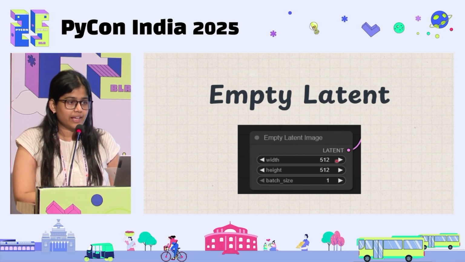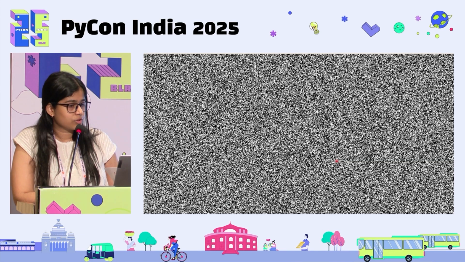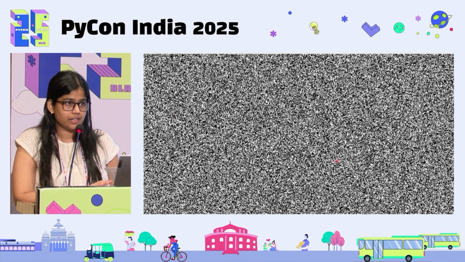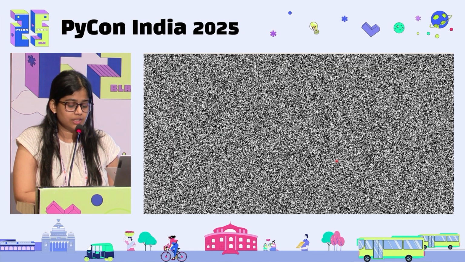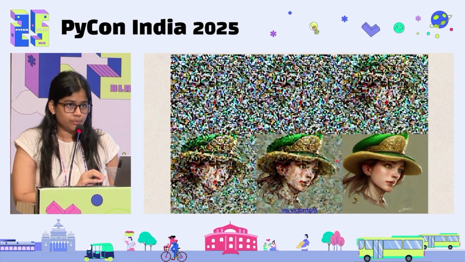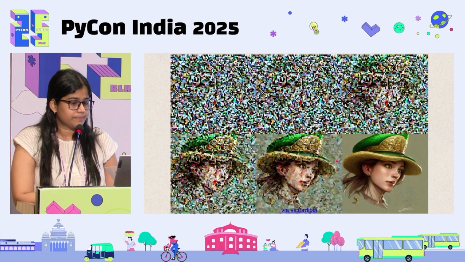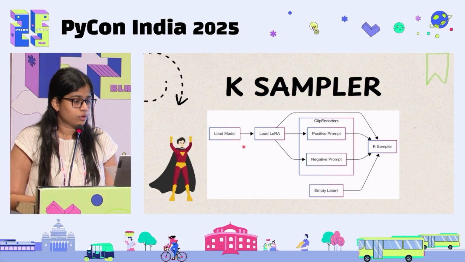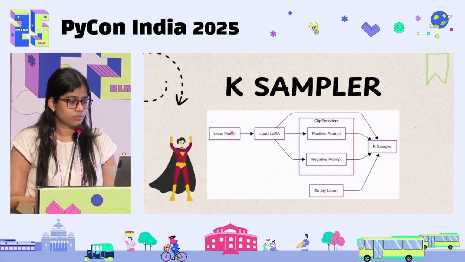But instead of a blank canvas, it'll look like this. So all empty latents look like this, and all diffusion models start with this. And then using your prompt as a guidance, it will denoise the image step by step to actually produce the output. So this is like a basic workflow for any diffusion model. So now we know what load LoRa does, what load model does. We know what clip encoders do, what empty latent does.